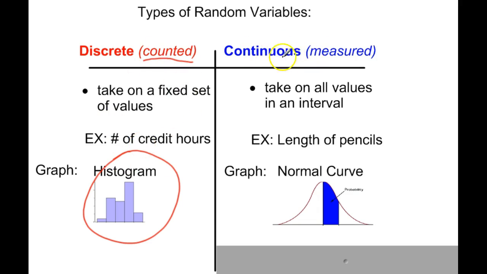But later in the chapter, we'll get to continuous ones, which are measured. These take on all values, all the decimal points in between 1 and 2 and 3 and 4. If you measured the length of a pencil, it could be really any length. So that's going to be a continuous variable, and we'll represent that with a normal curve.